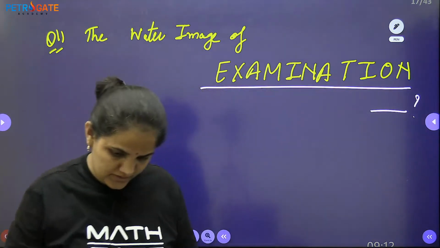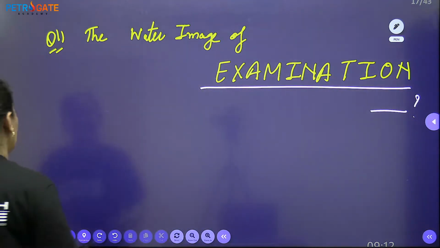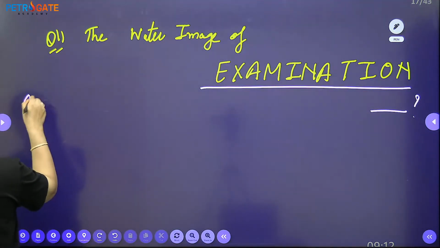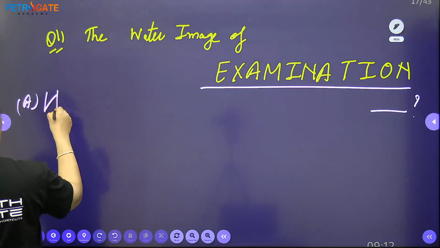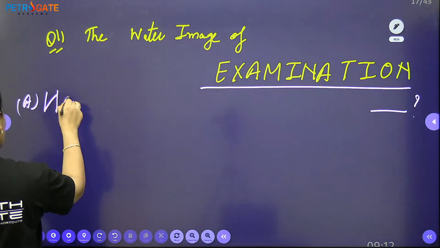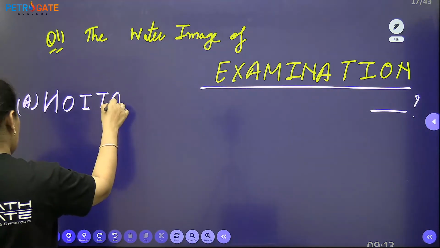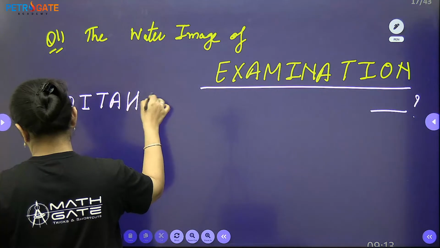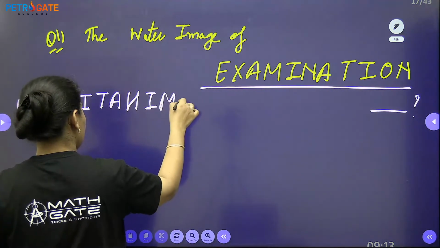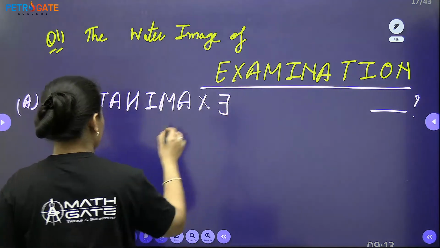We need to go for the water image of this one. Do we have options? Yes, we do have options, big options. Let me write down the big options for you. The first option, starting from N, is N O I T A N I M A X E.